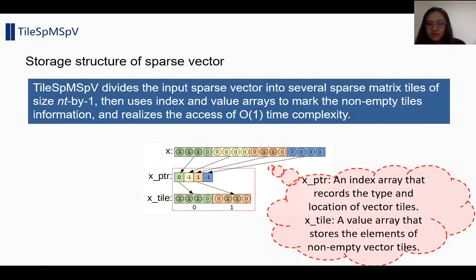If this is a non-empty tile, record its index position, and otherwise mark the corresponding position as -1. We use x-tile to store the non-zero elements of the non-empty vector tiles, at the actual location pointed to by xptr. This method enables access to the sparse vector in O(1) time complexity.